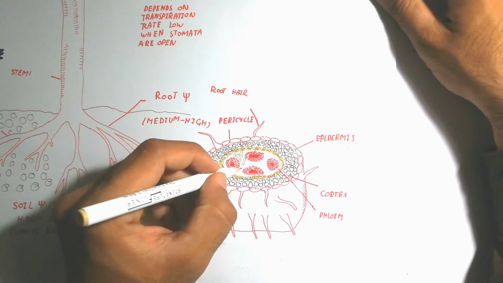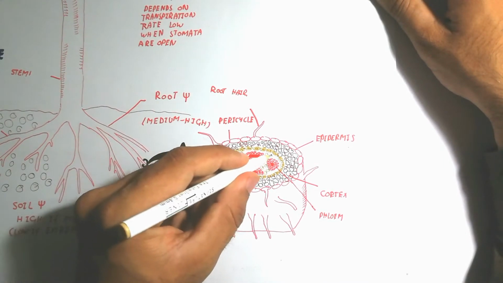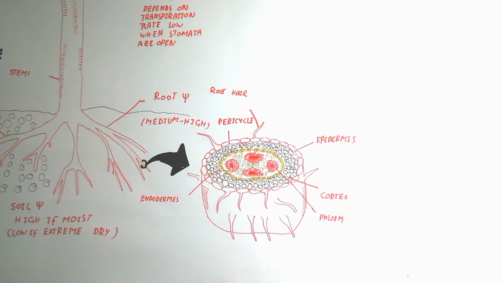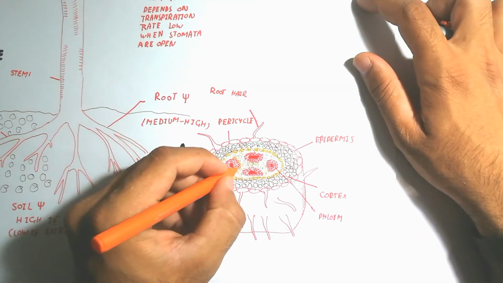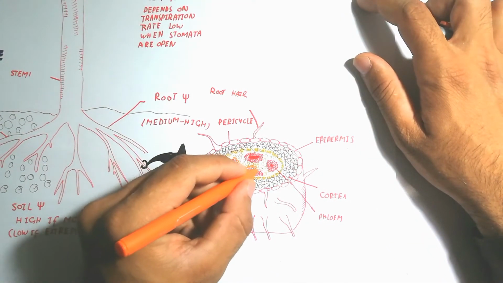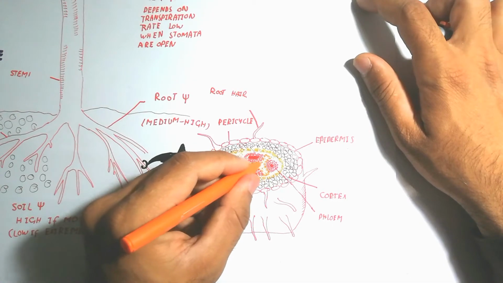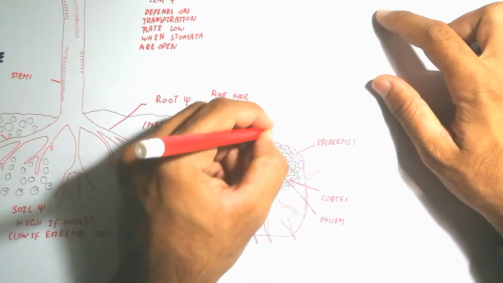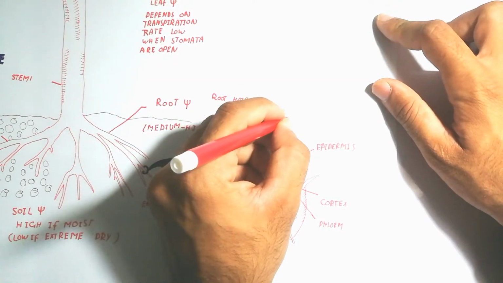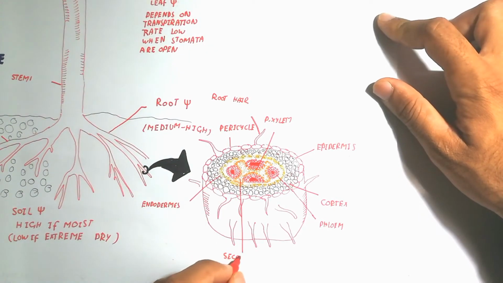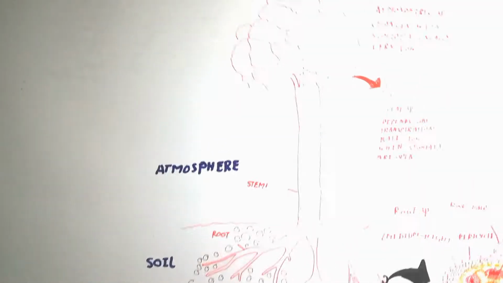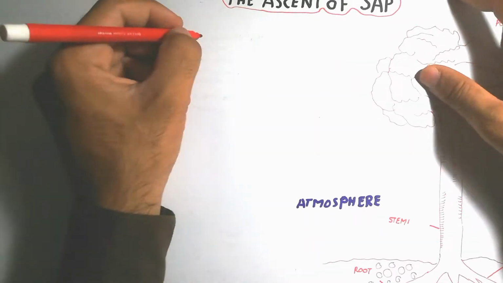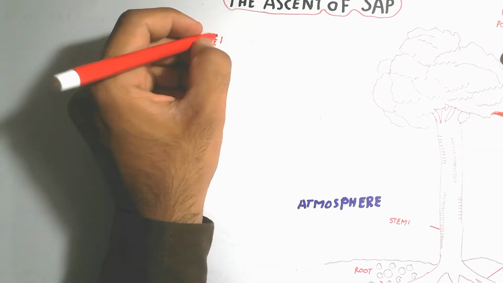The xylem is a very important tissue which is used for the conduction of water. Inside is the primary xylem, and outside, in the periphery of the vascular cambium, is the secondary xylem. The orange color shows the vascular cambium, and inside the primary xylem, and here is the secondary xylem. So I hope this makes sense and is easy to understand.